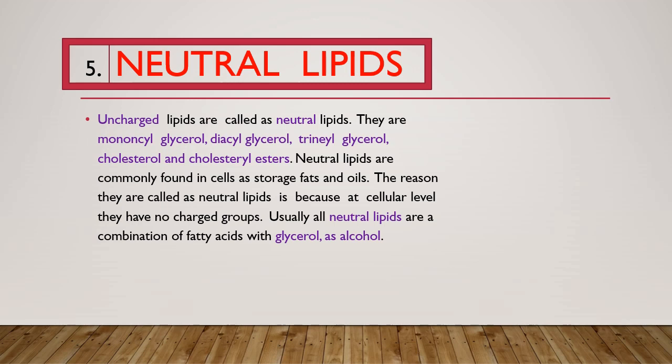The last lipid is the neutral lipid. They are called neutral as they are uncharged. They are monoacylglycerol, diacylglycerol and triacylglycerol. These neutral lipids are commonly found in the cells as storage fat and oil. The reason they are neutral is that at the cellular level they have no charged group.